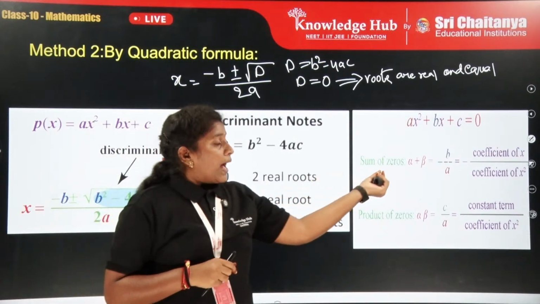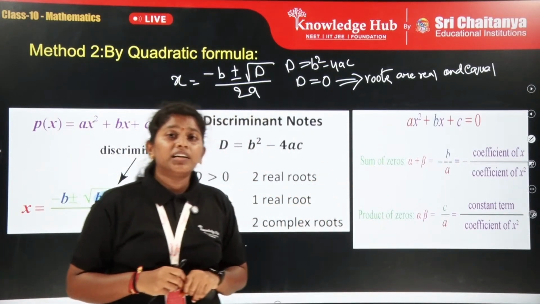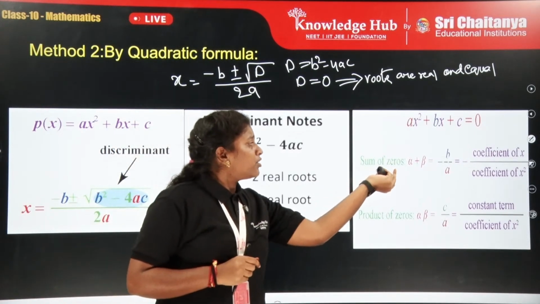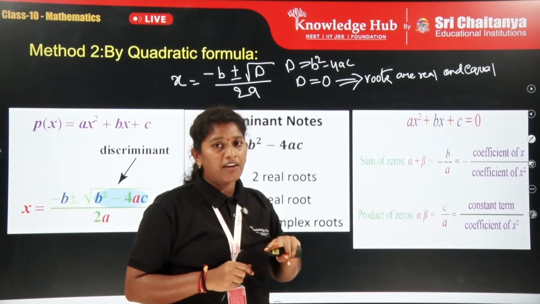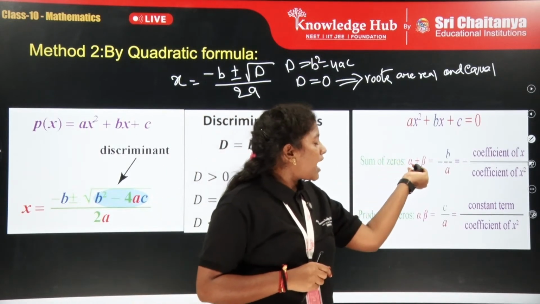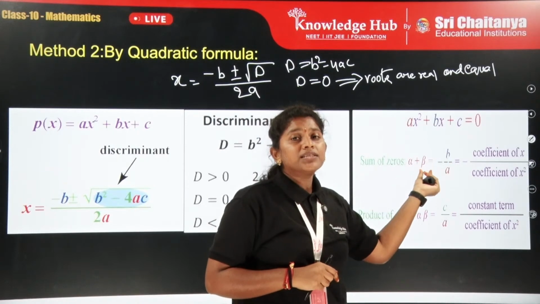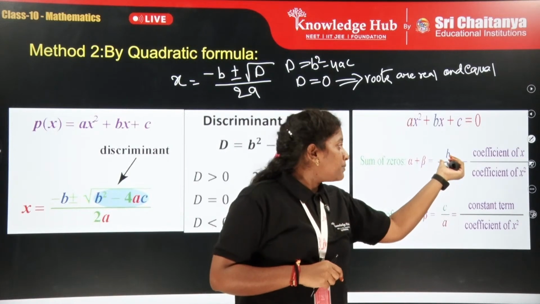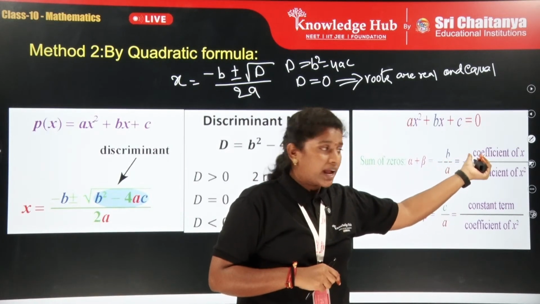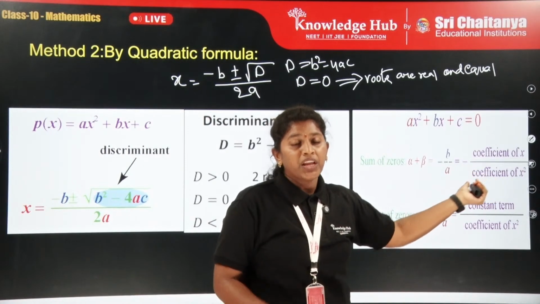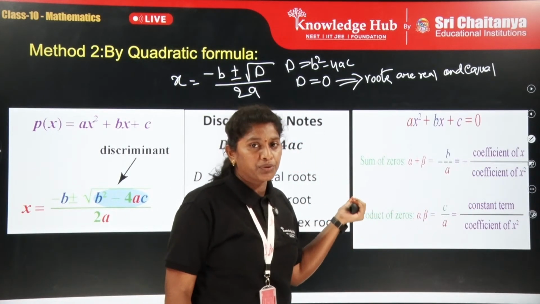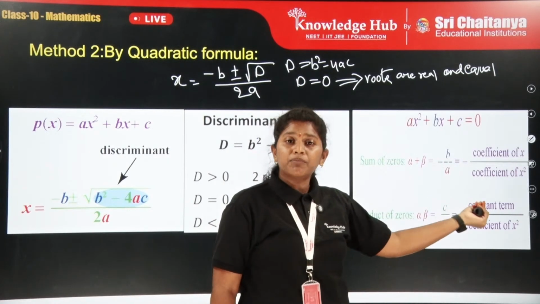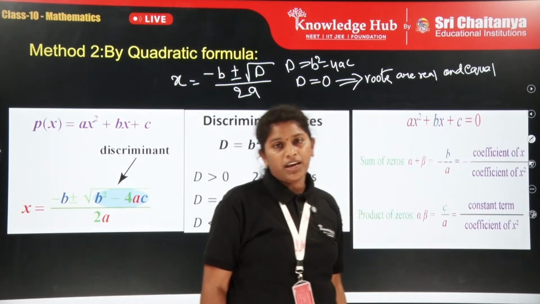Now moving to the next, which is the relation between the coefficients of your polynomial and the zeros. A quadratic polynomial has two zeros, so consider those two as alpha and beta. If you take the sum of the two zeros, it is given by minus b by a. That is minus the coefficient of x by the coefficient of x square. Coming to the product of roots, if you take alpha into beta, it is given by c by a. That means the constant term by the coefficient of x square.